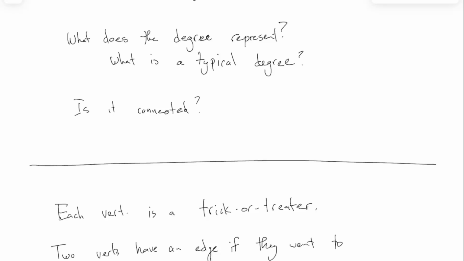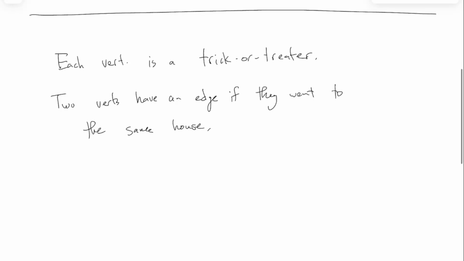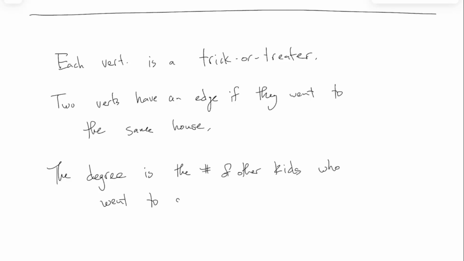But what does the degree represent? In this case, the degree of a vertex would be how many other kids went to the same houses as that kid. And this is a number, right? Each individual vertex has a degree. So here the degree is the number of other kids who went to the same house. Maybe just to be very clear, the degree of some vertex called x is the number of other kids who went to the same house as x did, right?